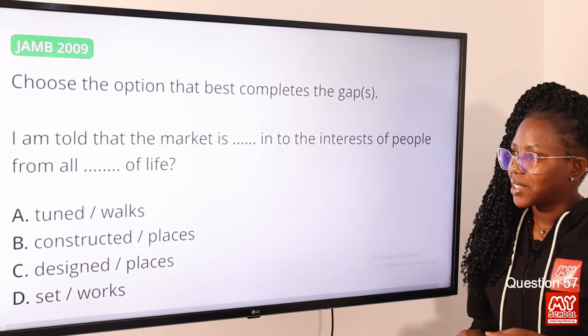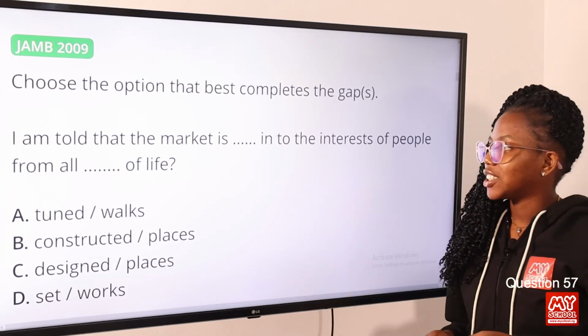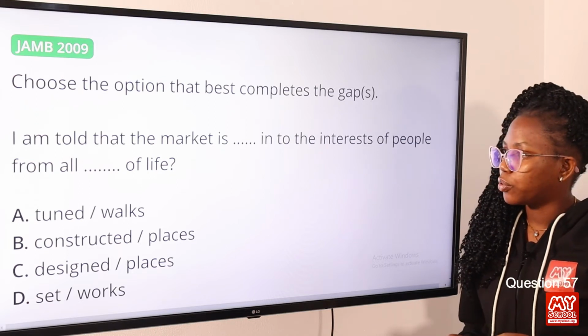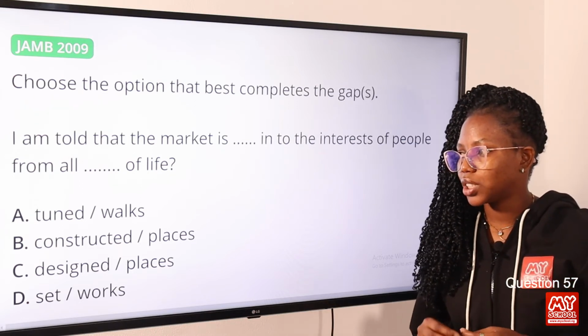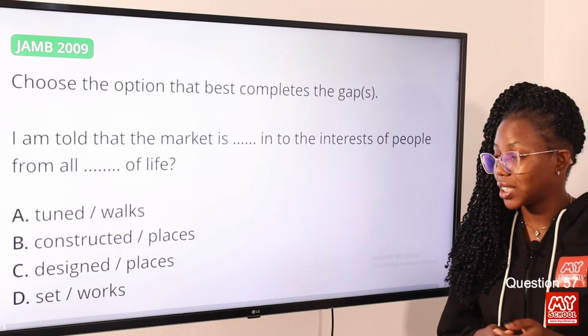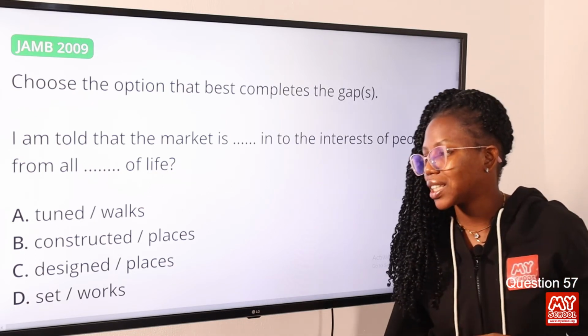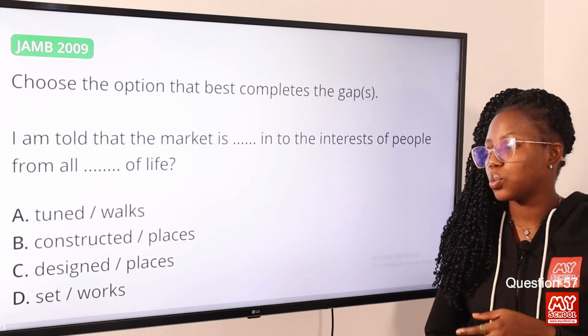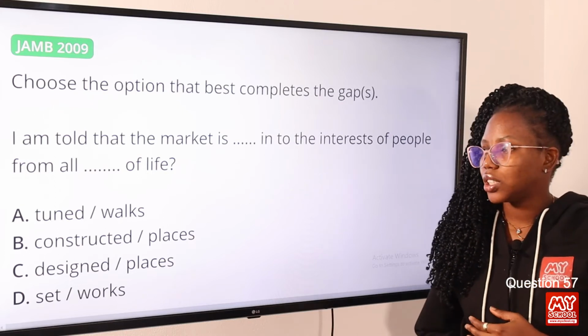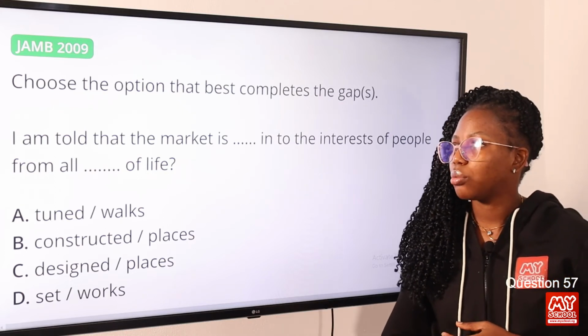Question 57. I am told that the market is dash into the interest of people from all dash of life. Option A, tuned / works. Option B, constructed / places. Option C, design / places. Option D, set / works. The answer to this question is option A, tuned / works.